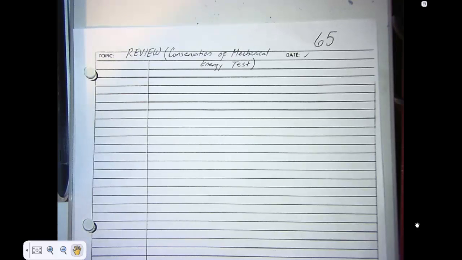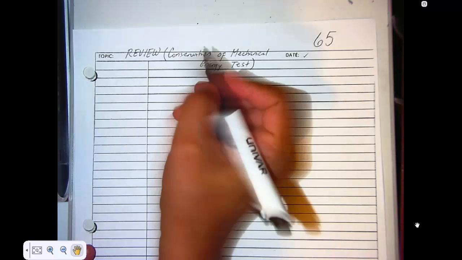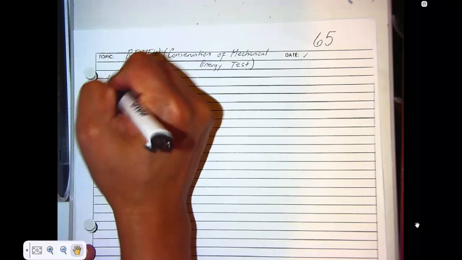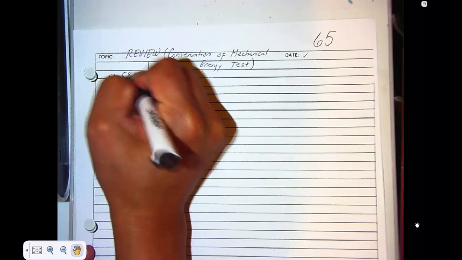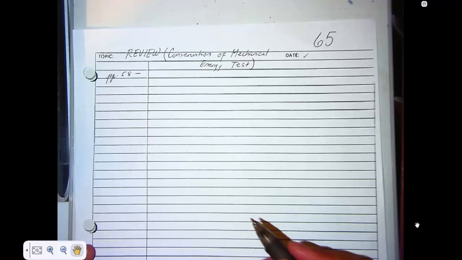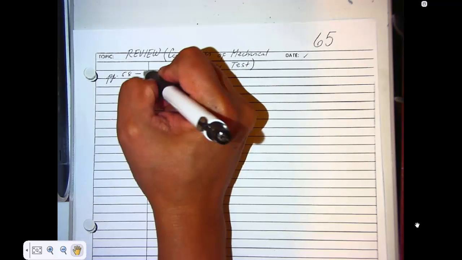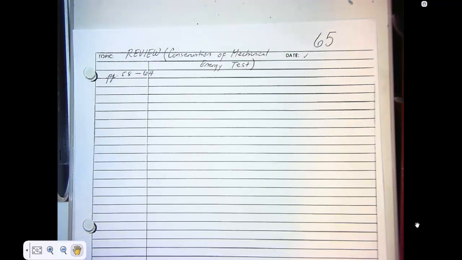Alright, so what are the pages that you will need for this test? Make sure that you check your binder and that you have the following pages. We will be needing pages 58 through 64.